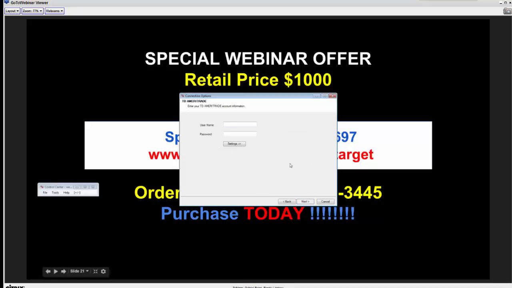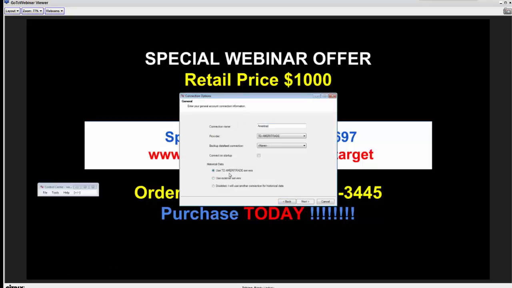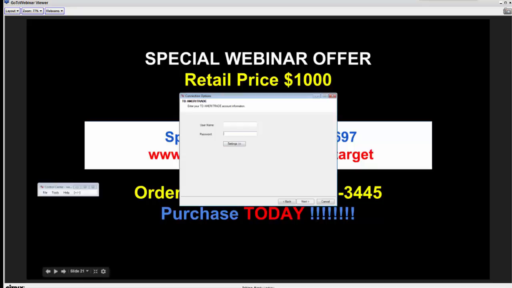Make sure you click on, wait, go back. Make sure you click on use TD Ameritrade servers. There you go. And then you use the username and password that they provide you. That's right. And then you're good to go. It's your standard Thinkorswim or TD Ameritrade login information. And you'll link directly to your data, your equity or ETF data account. Awesome.